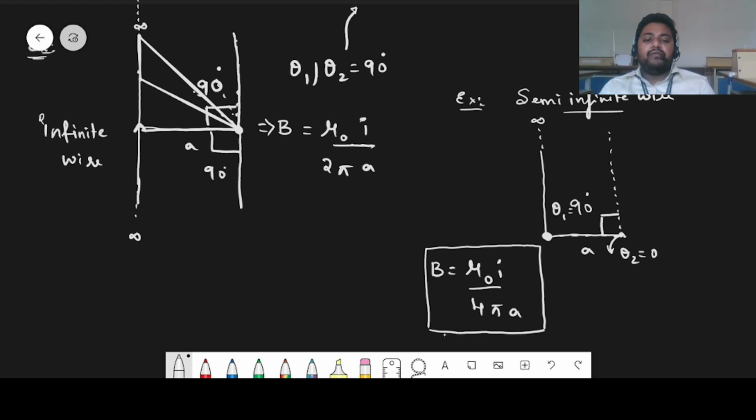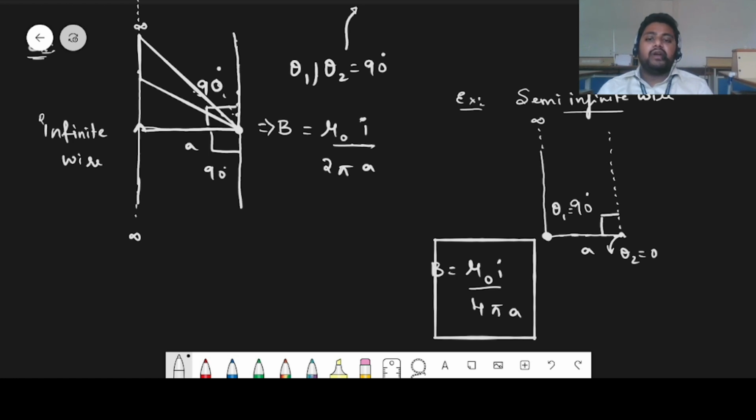Using this formula, we can find the magnetic field intensity of different shapes for a straight current carrying conductor. Okay, I hope you understood this topic well.